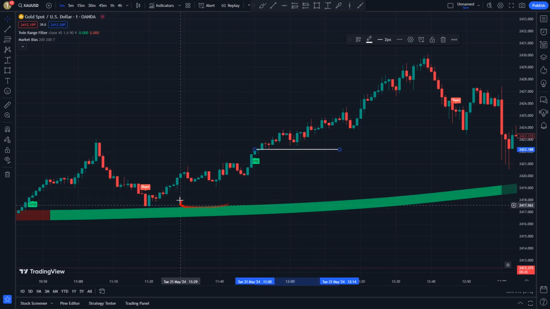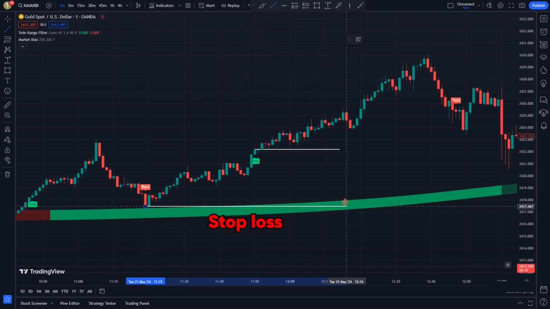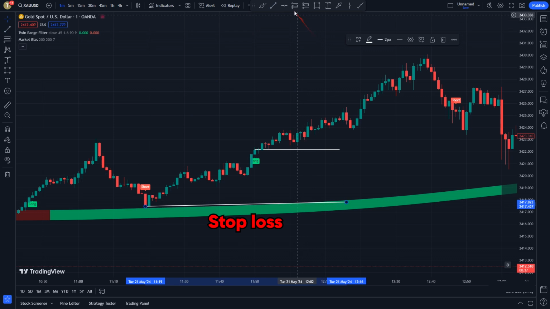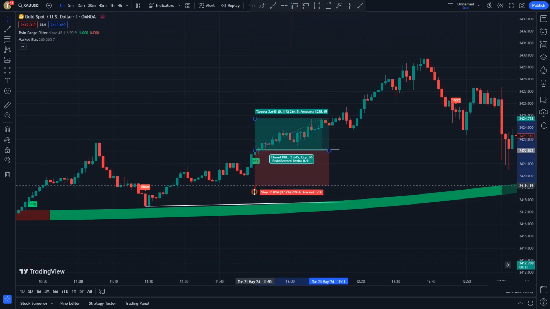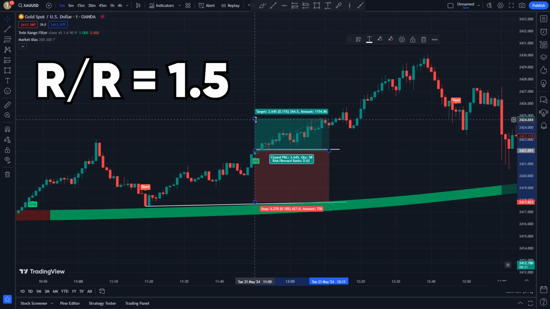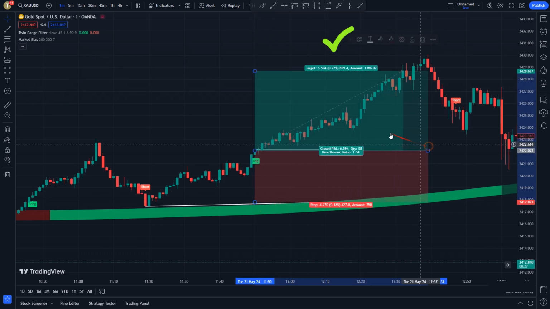To set a stop loss, first find the last swing low and place your stop loss slightly below that level. Now, specify your take profit. For this, consider a risk-to-reward ratio of 1 to 1.5 and wait for the trade to close with a profit.